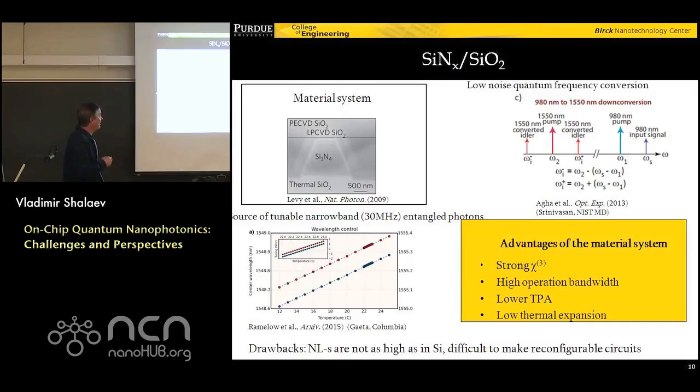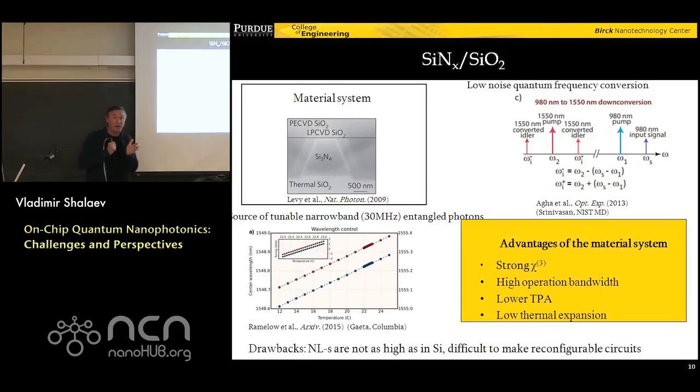So there are already demonstrated sources of tunable narrow band entangled photons, as narrow as only 30 megahertz. Why do you want to have it narrow? Because eventually you would like to generate indistinguishable photons. For quantum applications, it's very important that the single photons you generate, you generate deterministically, and they're also indistinguishable. They have exactly the same characteristics, the same phase. That's very critical for quantum applications. It is something still yet to accomplish.